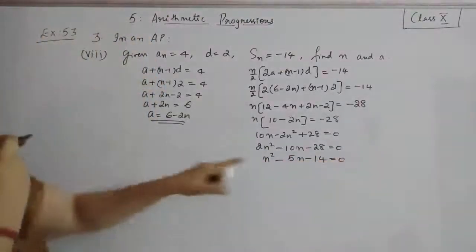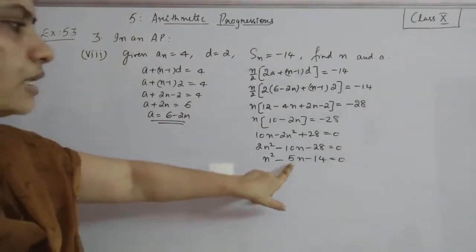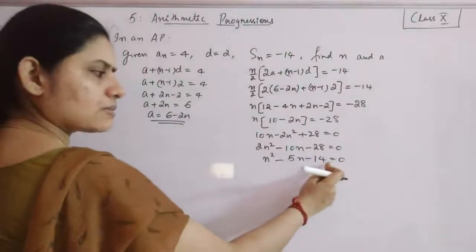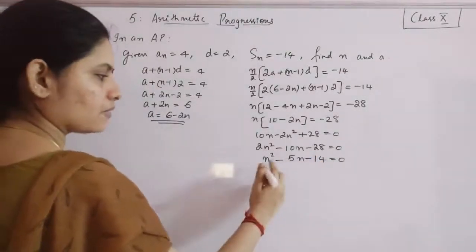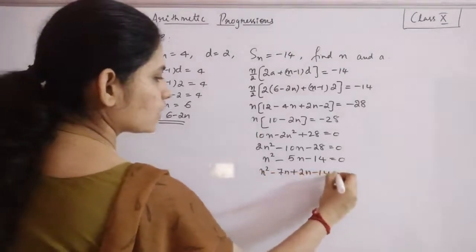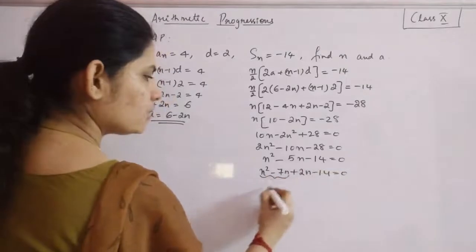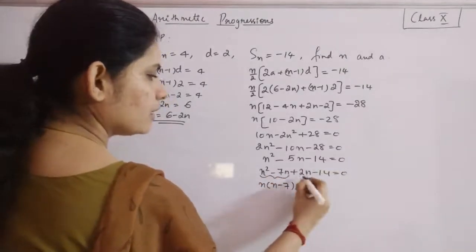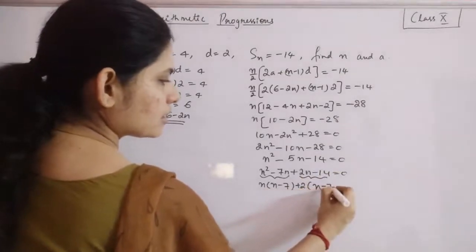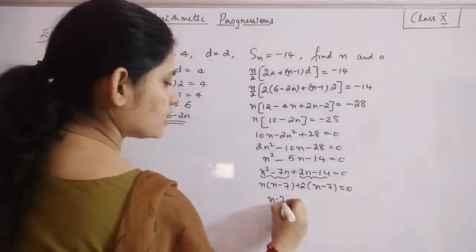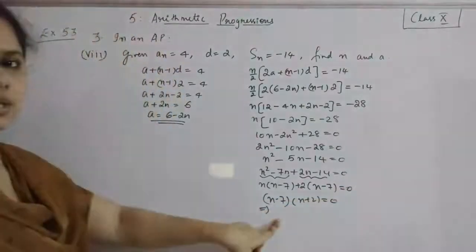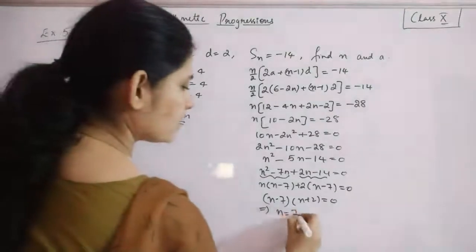Now you can use splitting the middle term, so that you can use your minus 7 and 2, which will give the multiplication as minus 14 and the sum as minus 5. Okay, so n square minus 7n plus 2n minus 14 equal to 0. These two will give you n into n minus 7. Here you will get 2 in common, 2 into n minus 7 is equal to 0. So that n minus 7 into n plus 2 is equal to 0. Or else you can just say n is equal to 7 or minus 2.